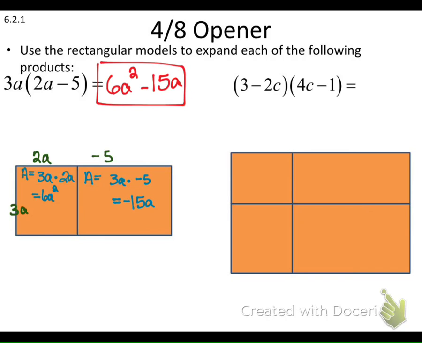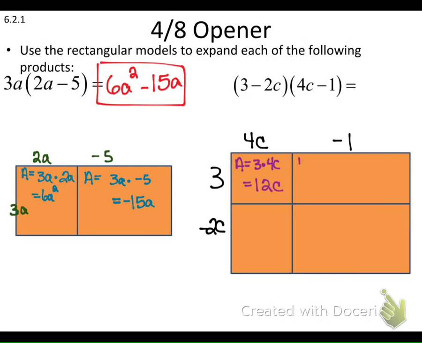Okay, next one here. What's my height for each section of these, Danielle? And then my second height? Good job. And then what's the width? And then the width of my second section. Now, this one's a little bit different because my first height didn't have a variable. But it's okay. We're still going to drop them down in order. All right, Jaden, go ahead and find the area for the top left section for me. A equals 3 times 4C to C.